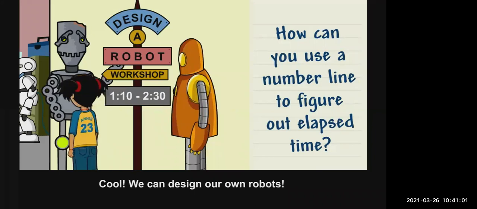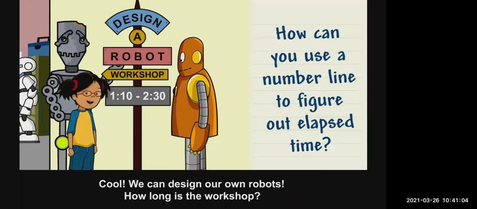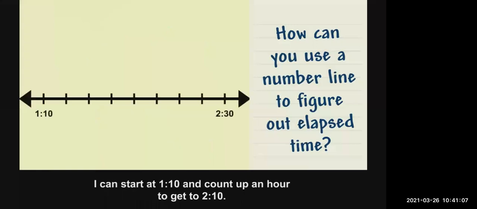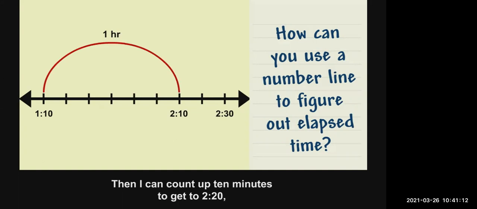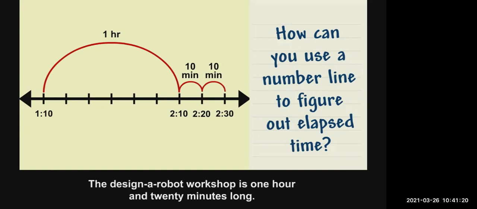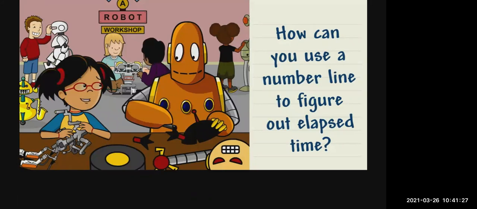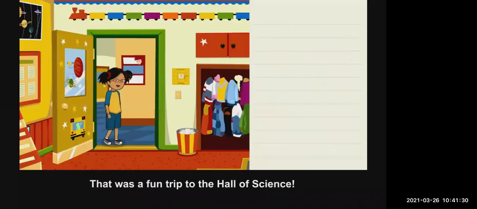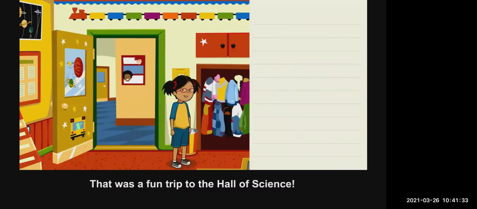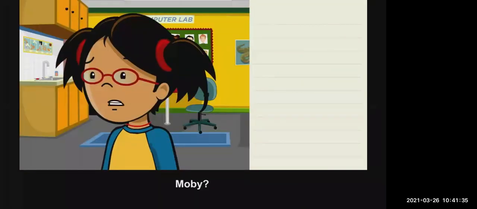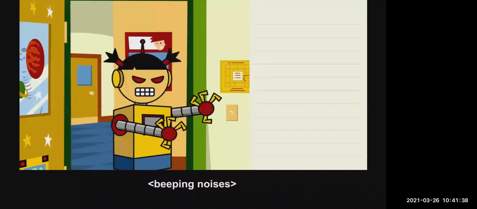Cool, we can design our own robots. How long is the workshop? I can start at 1:10 and count up an hour to get to 2:10. Then I can count up 10 minutes to get to 2:20 and count another 10 minutes to get to 2:30. The Designer Robot Workshop is 1 hour and 20 minutes long. What kind of robot are you making, Moby? That was a fun trip to the Hall of Science. Moby? Moby?